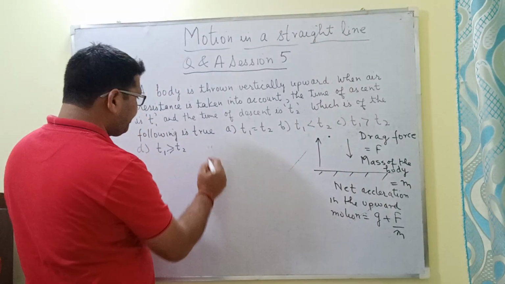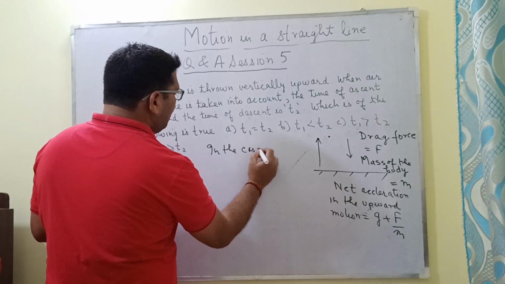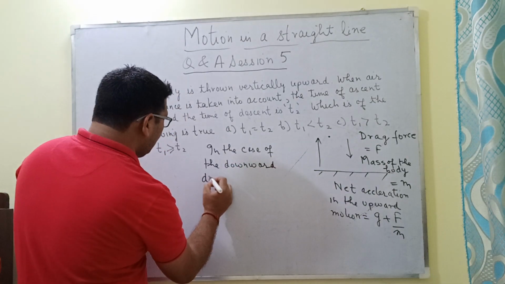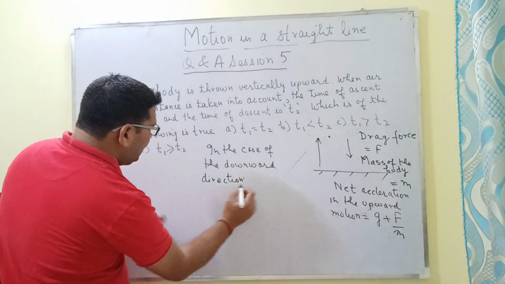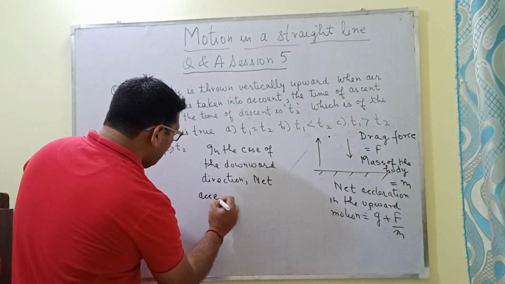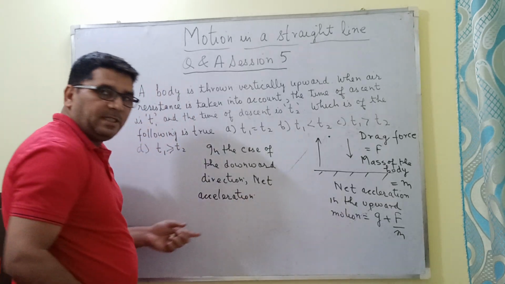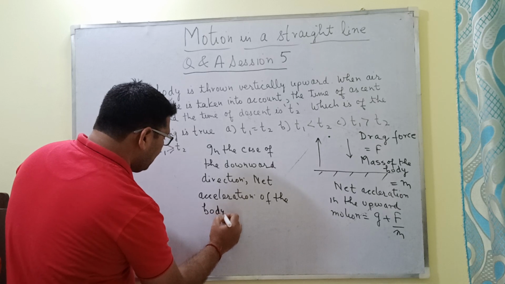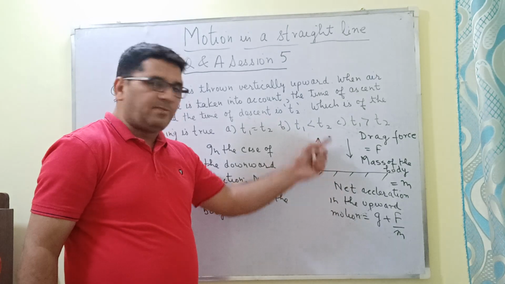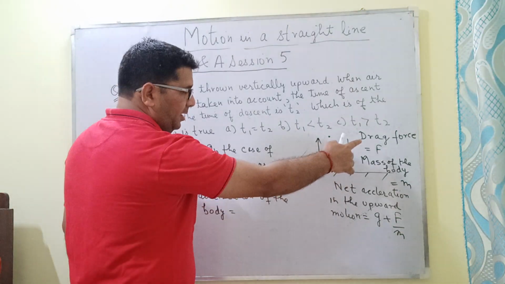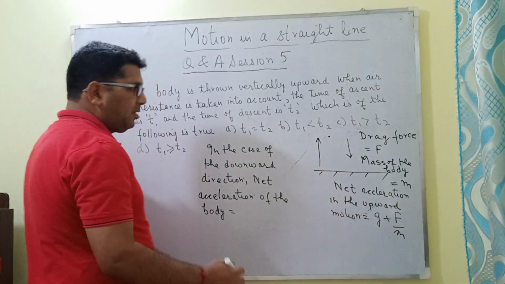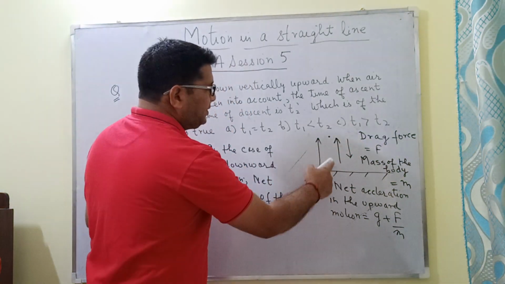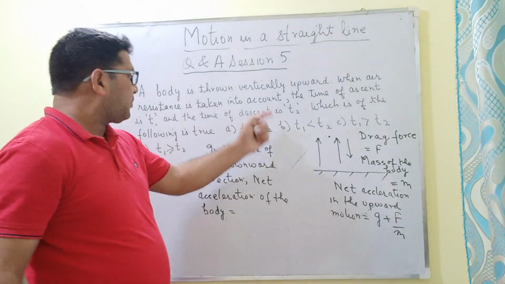Now in the case of the downward direction, the net acceleration of the body will be equal to, see, when it is moving down, the acceleration due to gravity is acting in the downward direction, but the acceleration due to this drag force, because when the body is moving downward, the drag force will be acting in the opposite direction, that is in this direction. This is the direction of the drag force in the case when the body is coming down.